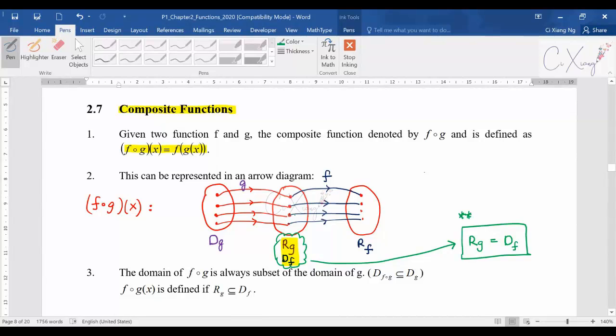So the short result, a simple concept that you need to know, is that the range of G is equal to the domain of F if you are having the composite function like this one. When you have a composite function like this, that means G comes first, followed by F.